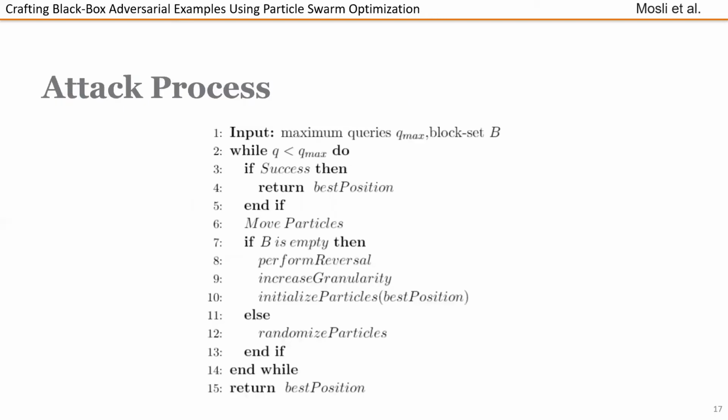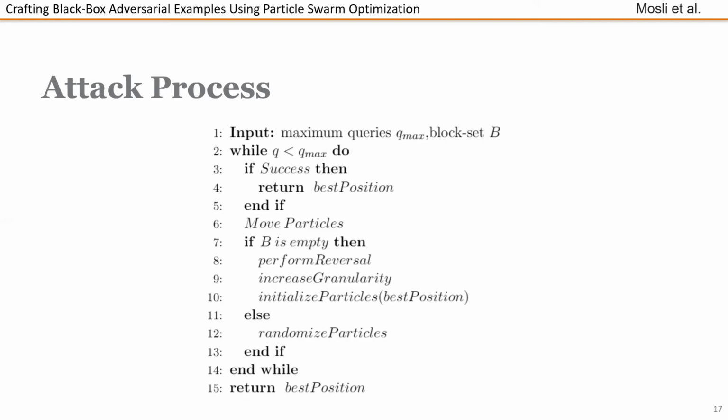This is the main loop for the attack process. We start with a maximum query budget, denoted as Qmax, and the set of all available blocks for this current level of granularity, denoted as B. In the beginning, the size of the blocks in B will be equal to the initial block size passed in as a hyperparameter. This main loop is terminated if either an adversarial example is created or if the attack surpasses the allowed query limit. If neither condition is met, the first step is to move the particles according to their velocity. As discussed earlier, that includes the particle's best position, the swarm's best position, and each particle's previous velocity.